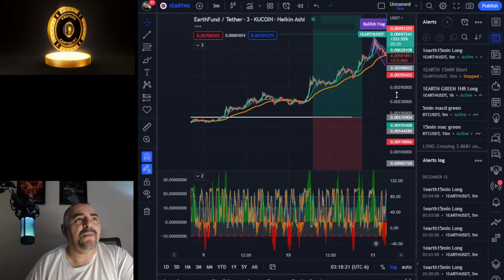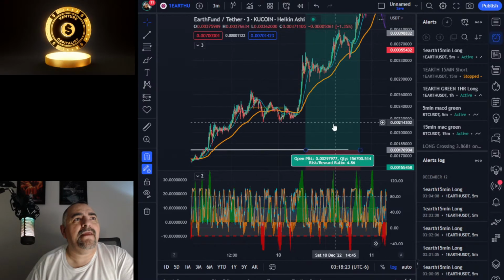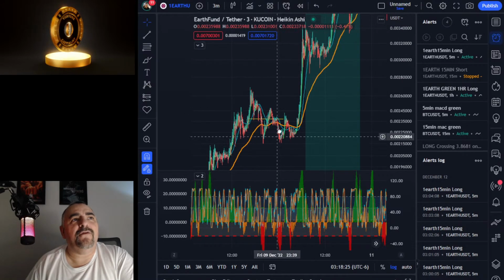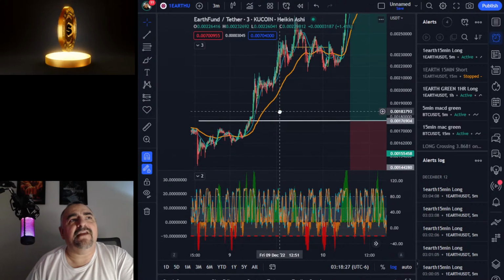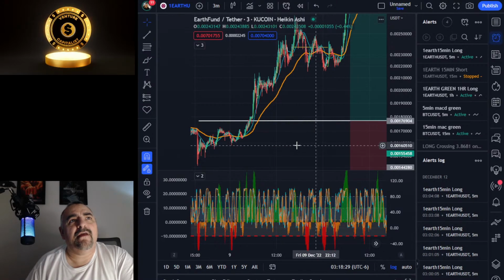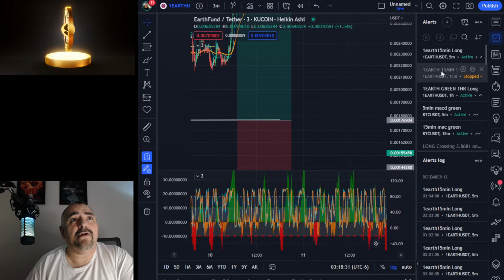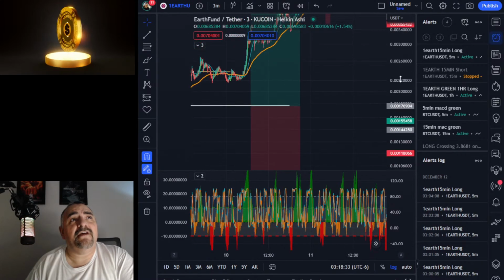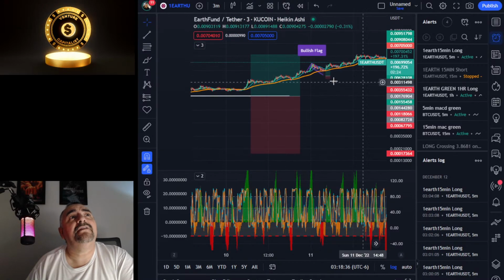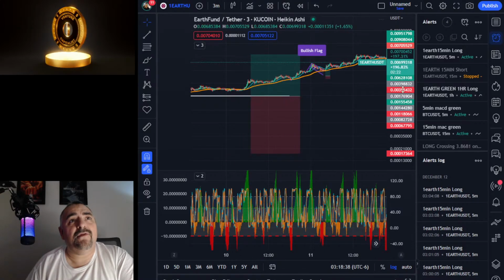So basically what we have here is the entry zone of the 1 hour, right? So you can see here that we've entered on our 1 hour zone. That's going to stay the same. Here's our 1 hour, right? And as you can tell, this goes all the way to the top like it's supposed to.